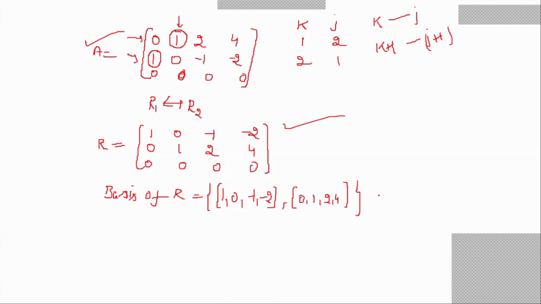So it is also equal to the basis of row space. Sorry, here, basis of row space of R. Similarly for row space of A. Whatever the basis of the row space of this row echelon form, the A matrix also has the same basis of the row space. Fine, got it?